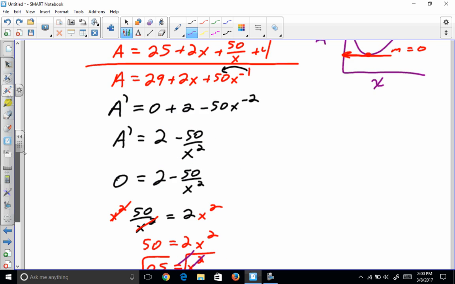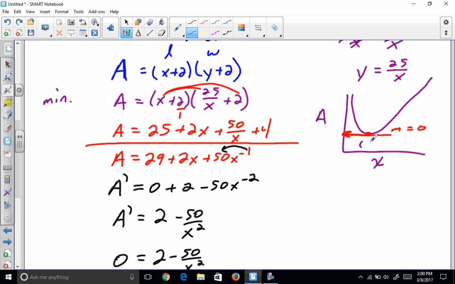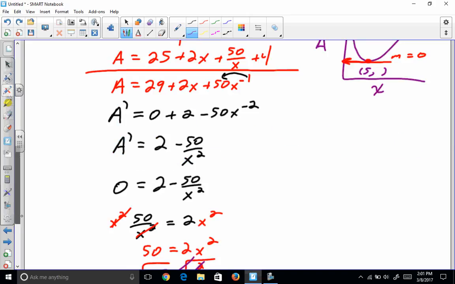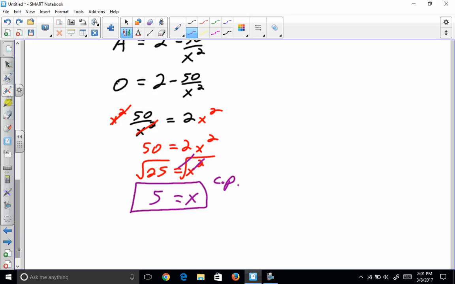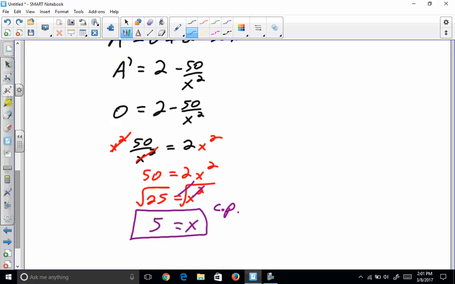So let's verify whether or not an x value of 5 is a minimum like we drew, or whether it's a maximum. So we could either use the first derivative test or the second derivative test. Since we used the second derivative test on the last one, let's do the first derivative test on this one. So let's test the slope to the left of 5 and to the right of 5. So let's put in a test point of 4 and of 6.